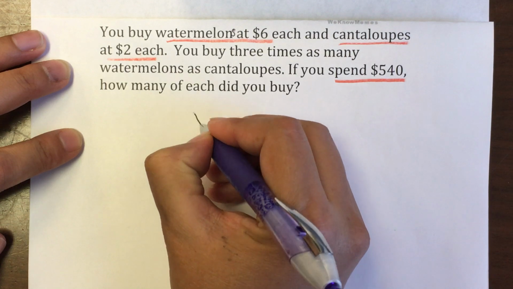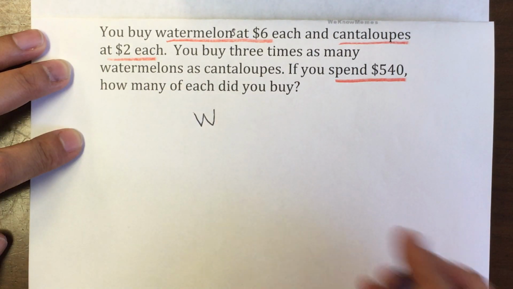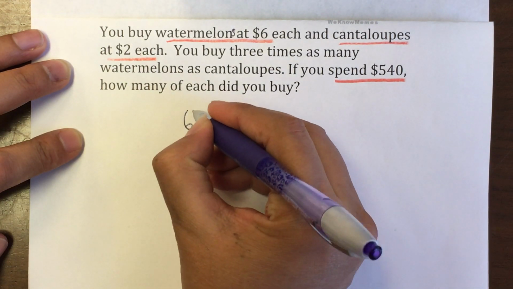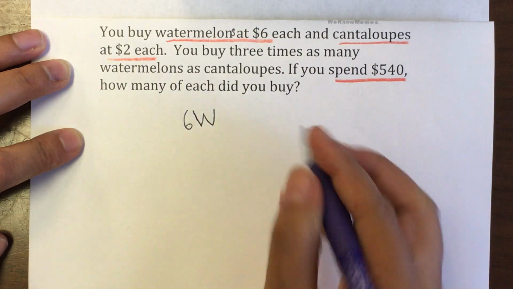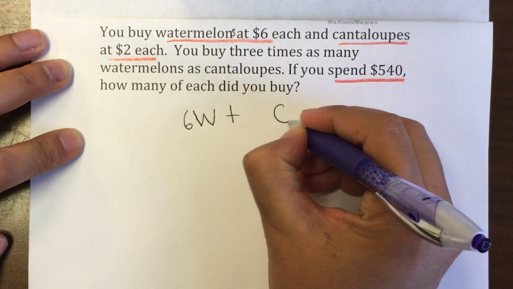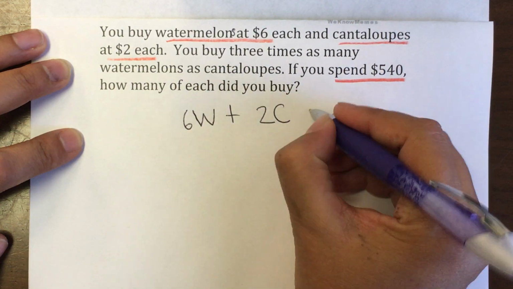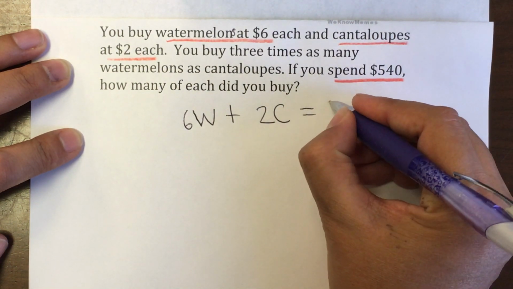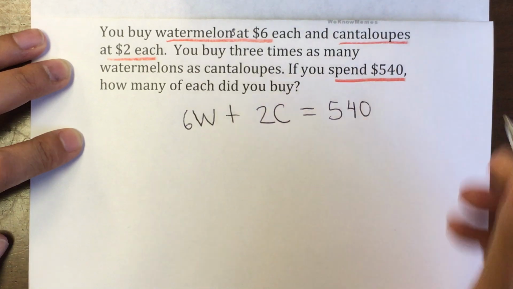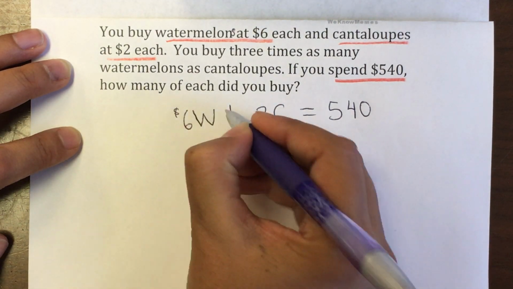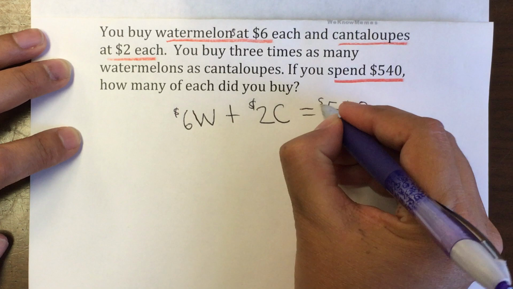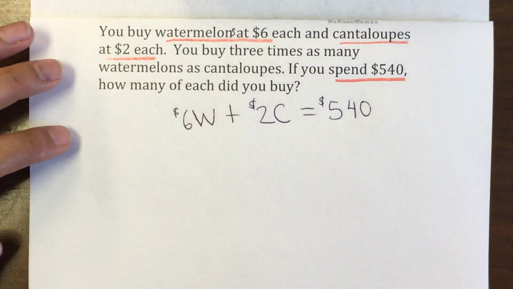So my watermelons, and I don't know how many I bought, multiplied by its price, plus my cantaloupes multiplied by the price is equals to the total price. Remember that when we're talking about the price, then we connect it to the price for all of them.